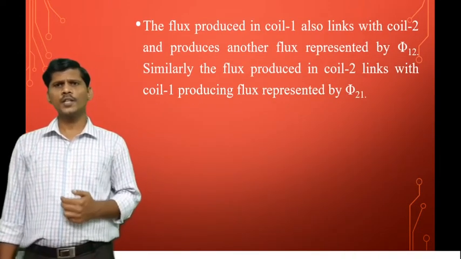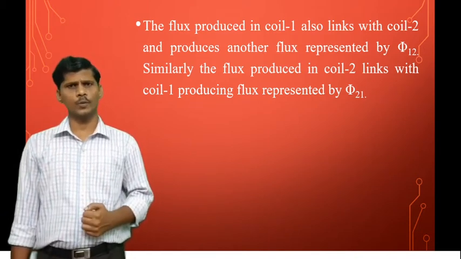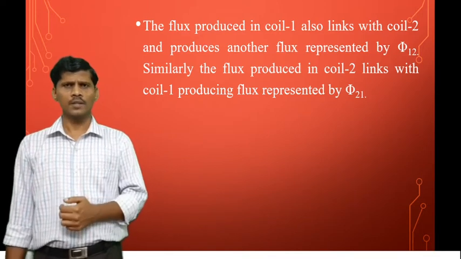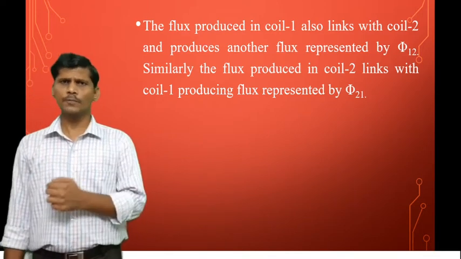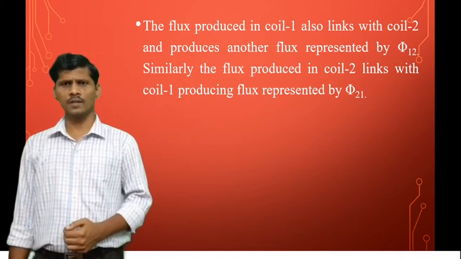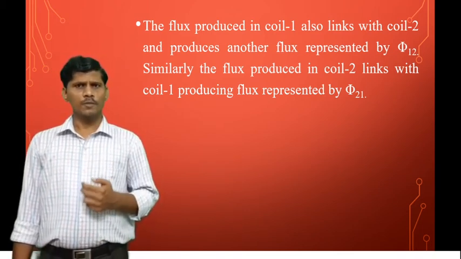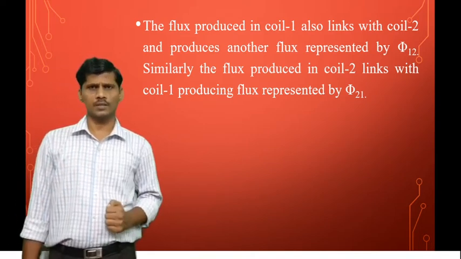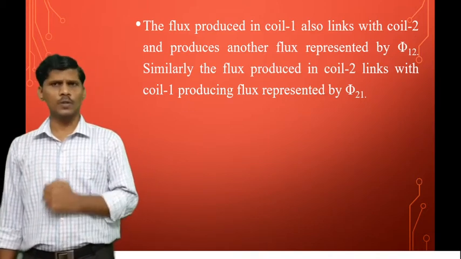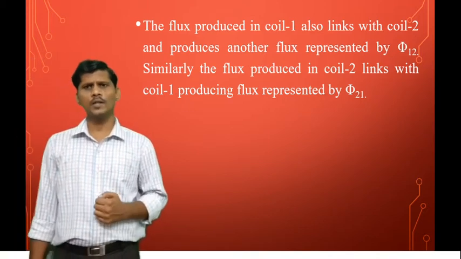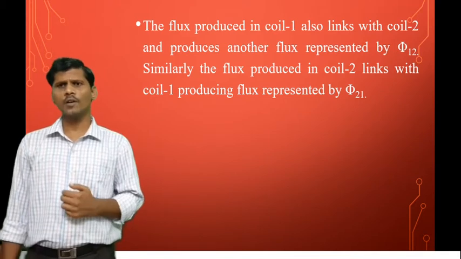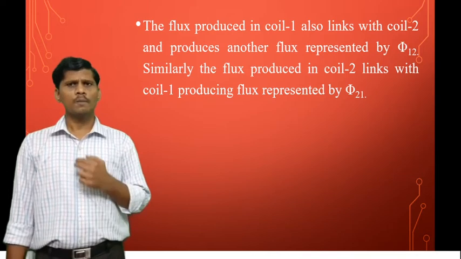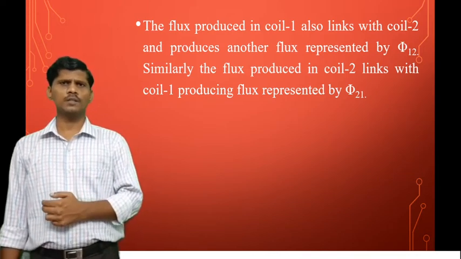The flux produced in coil 1 also links with coil 2 and produces another flux. That flux is represented by pi 12. Similarly, pi 21 is the flux produced in coil 2 that links with coil 1.